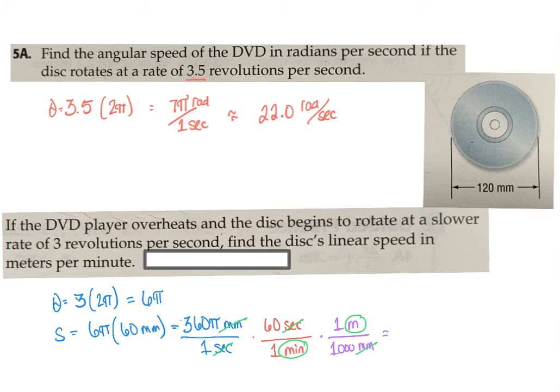So you multiply across, you will get 360 times pi times 60, all of that divided by 1,000. And you should have gotten approximately 67.9 meters per minute.